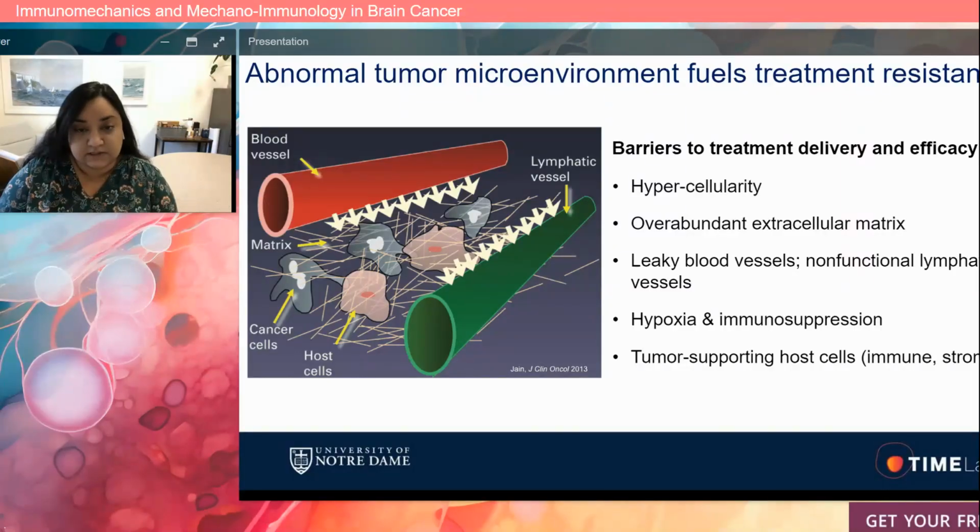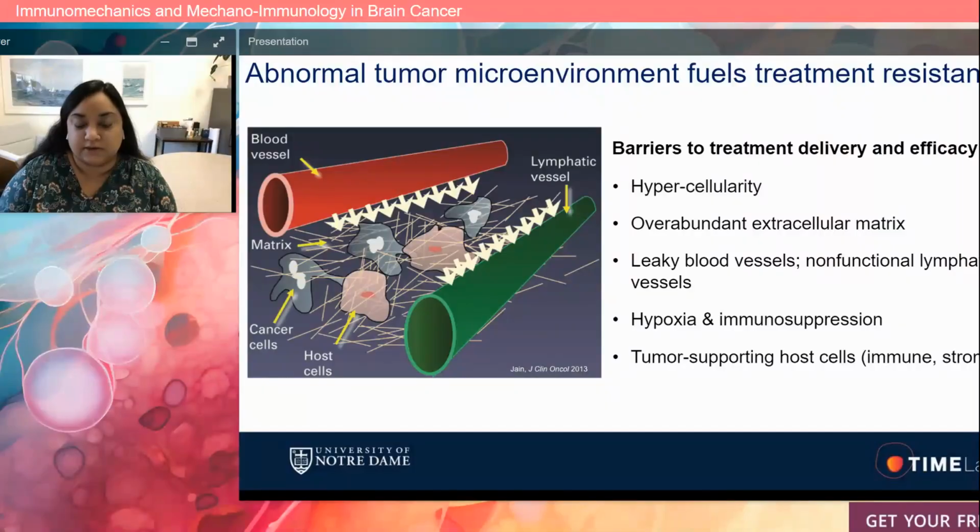Blood vessels can be present, but they tend to be poorly formed and leaky. In the context of the brain, we don't know much as to whether there's the presence of lymphatics in the actual brain parenchyma. There certainly is in the surrounding skull. But in most other tissues in the rest of the brain, lymphatic vessels are essentially absent from the tumor microenvironment. All of these features really coordinate to create a hostile environment that promotes hypoxia and immune suppression, and it really promotes the behavior of these tumor supporting host cells, which again can be immune or stromal.